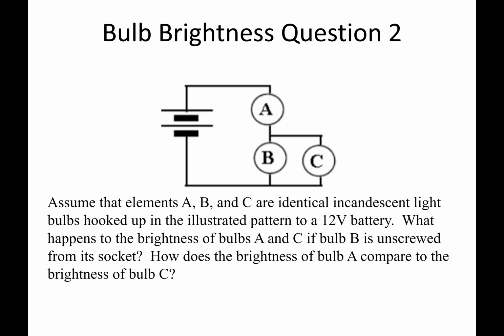Another question. Assume that bulbs A, B, and C are identical incandescent light bulbs hooked up in the illustrated power to a 12-volt battery. What happens to the brightness of bulbs A and C if bulb B is unscrewed from its socket? How does the brightness of bulb A compare to the brightness of bulb C?